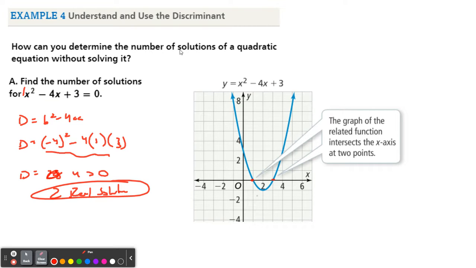Now again, notice that these 2 numbers are nice numbers. Your 2 solutions are 1 and 3. They're not what we call irrational. They're rational numbers, and that's because 4 is a perfect square. So if your discriminant equals a perfect square, that means you're going to have rational solutions, which can be written as a fraction. So if your discriminant is a perfect square, that leads to rational solutions.